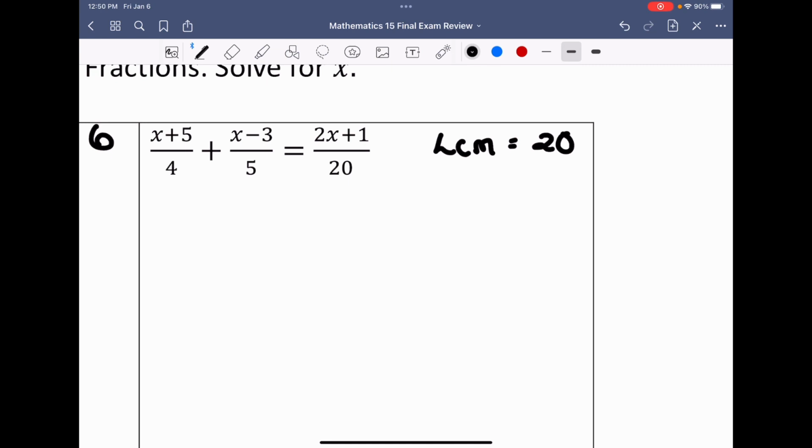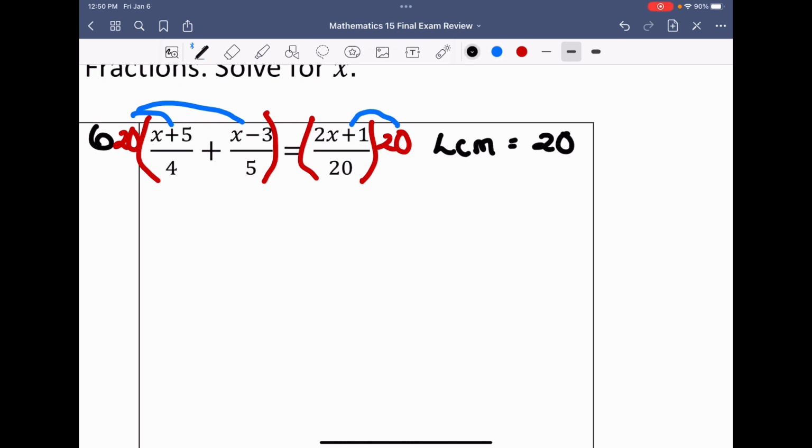So we're just going to say our LCM is 20, and I'm going to multiply both sides by 20. So I take everything on both sides and multiply it by 20. On my left, I'm going to distribute that 20, and on my right, I'm also going to distribute the 20. But we remember, 20 divide.